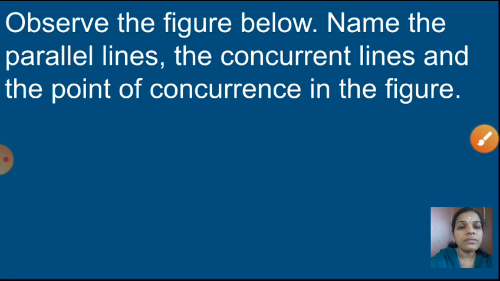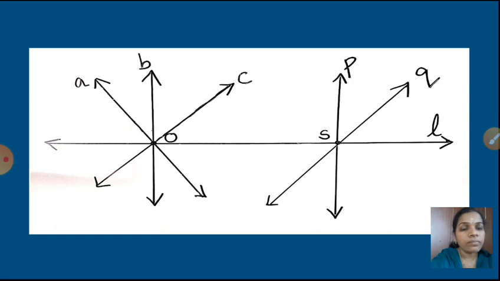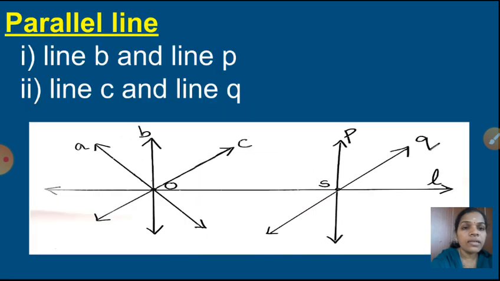Next one is, see here, children. So children, I have given one figure here. Observe the figure below, then name the parallel lines, concurrent lines and the point of concurrence in the figure. You have to write. Okay. This is the figure. See here. Here which one you have to write? Yes, point of concurrence. Next one is concurrent lines. Next one is the name of parallel lines also you have to write. See here, first one is parallel lines. Okay, so here two sets of parallel lines are there.